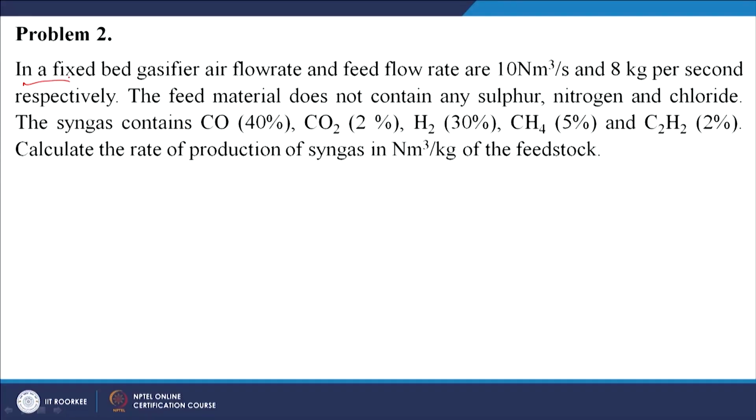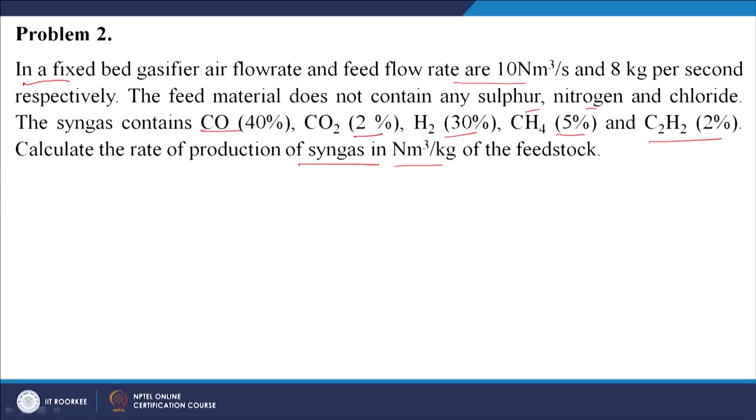Our next problem statement says: in a fixed bed gasifier, the air flow rate and feed flow rate are 10 normal meter cube per second and 8 kg per second respectively. The feed material does not contain any sulfur, nitrogen and chlorine. The syngas contains carbon monoxide 40%, CO2 2%, H2 30%, CH4 5% and C2H2 2%. Calculate the rate of production of syngas in normal meter cube per kg of the feedstock. So, this is the problem statement.